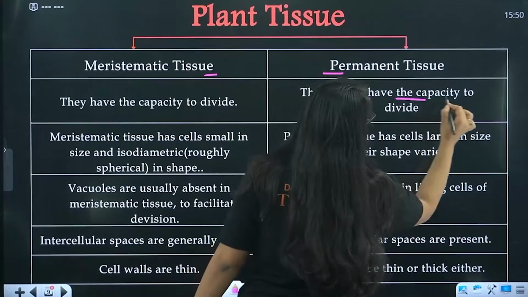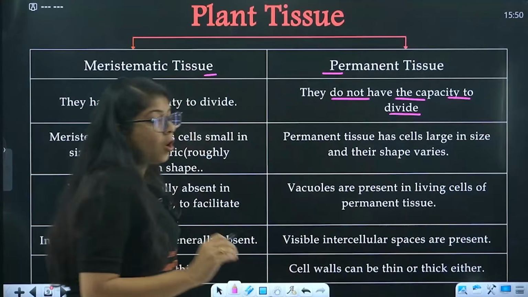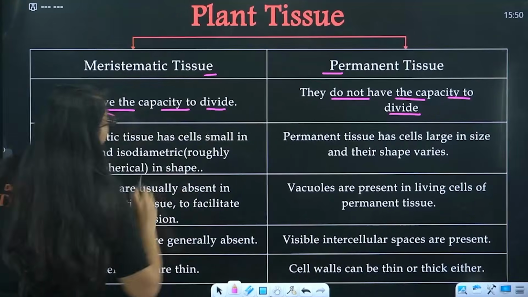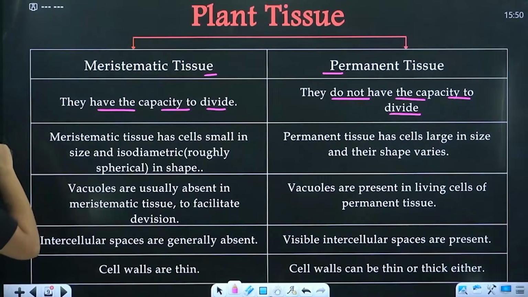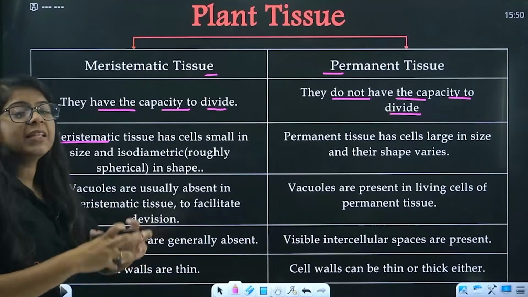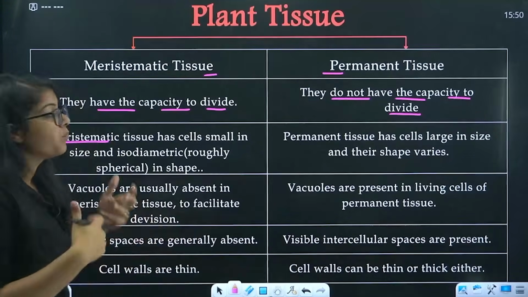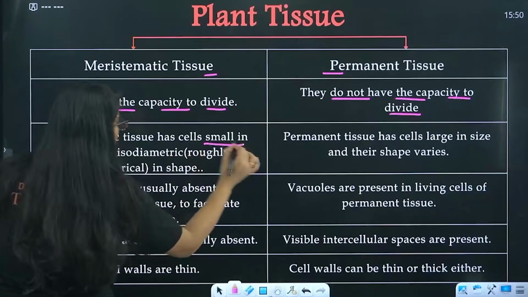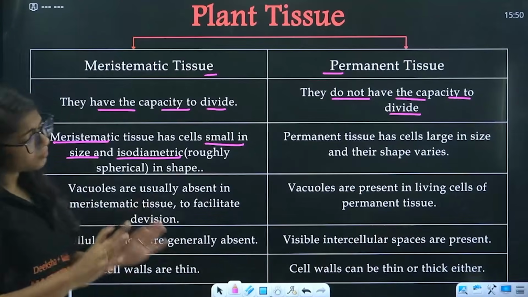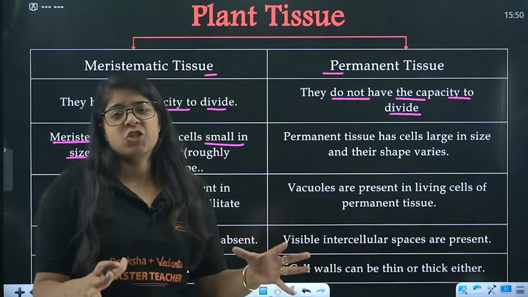It does not have the capacity to divide. On the other hand, meristematic tissue has the capacity to divide. Now, in meristematic tissue, the cells can divide. When they divide, their size will get smaller. So they are small in size and isodiametric, meaning they are roughly spherical in shape mostly.